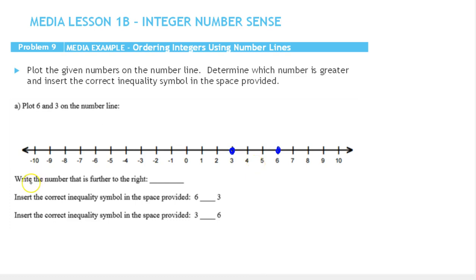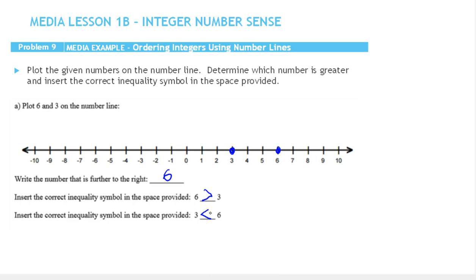Then it asks me, write the number that is further to the right. So further to the right is the number 6. Okay? And remember, by our definitions, since 6 is further to the right, it is greater than 3. So here it says insert the correct inequality symbol. So 6 is greater than 3. But we could also equivalently say that 3, since it's to the left of 6, 3 is less than 6.